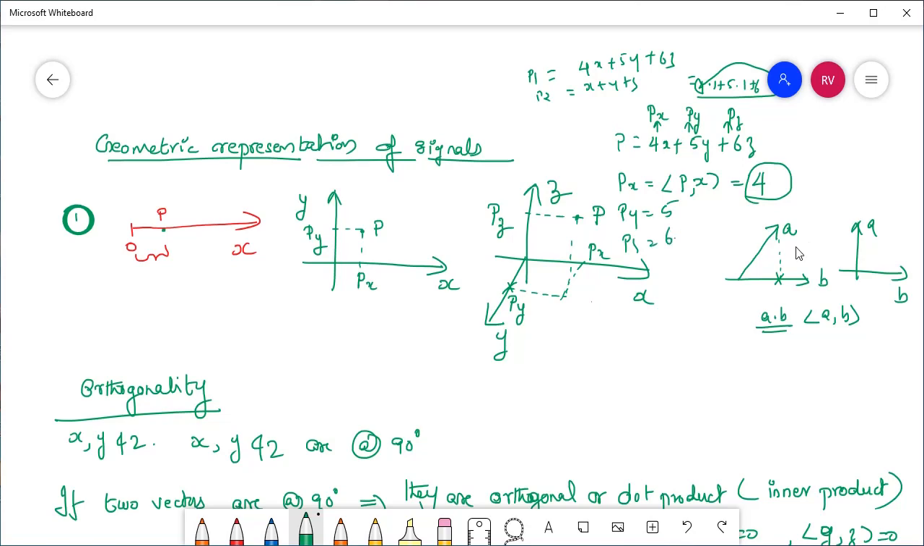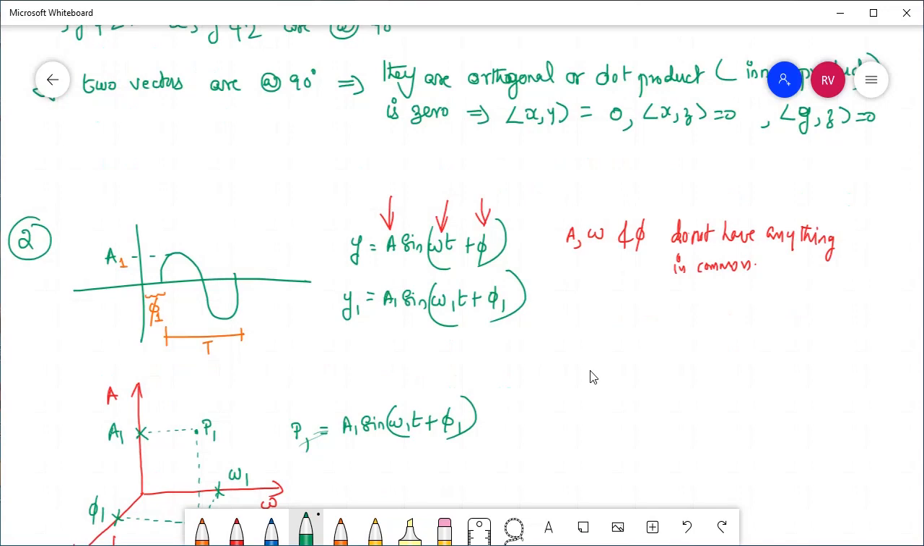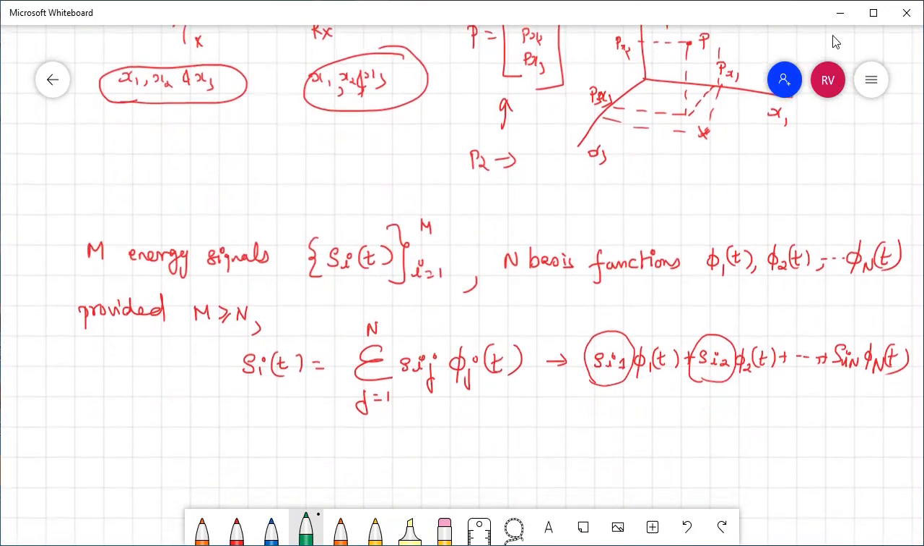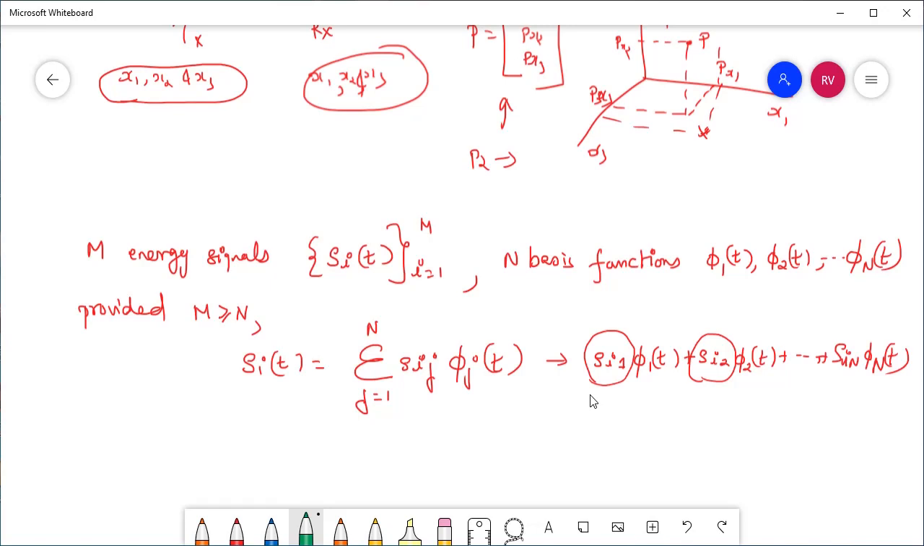Now again, going back to our example, to find Si1, Si2 and so on, or find Sij, how to find Sij? That's the question. Sij is nothing but the inner product between Si of t and phi j of t. So you want to find the component of Si in the basis phi j. Just find the inner product, that will give you the component.